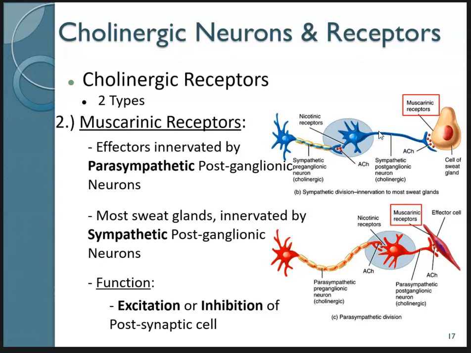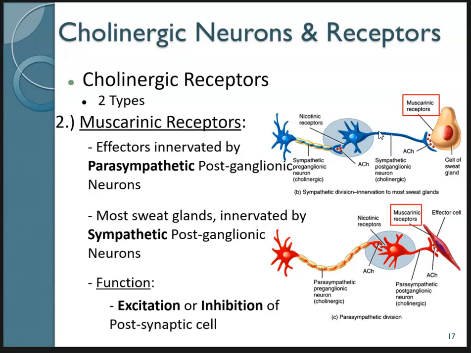And here, depending on what the cell is, it could either be excitation. I gave the example of gastric glands. They're going to be excitatory there, right? The acetylcholine coming is excitatory. While if we looked at the heart muscle, say the sinoatrial node, that's the pacemaker of the heart, when we have an impulse coming down the parasympathetic postganglionic neuron, it is going to cause an inhibition of those cells.